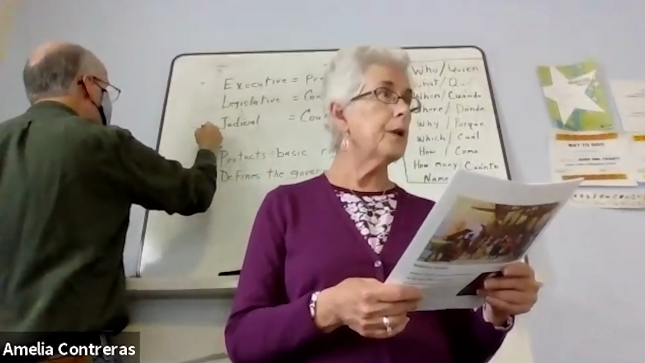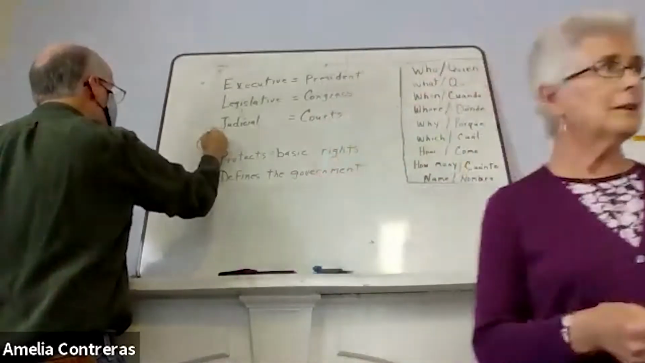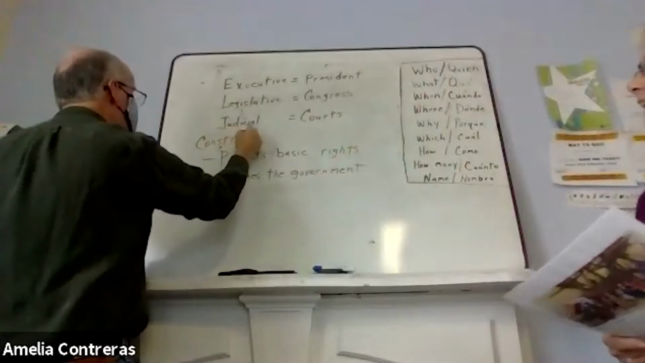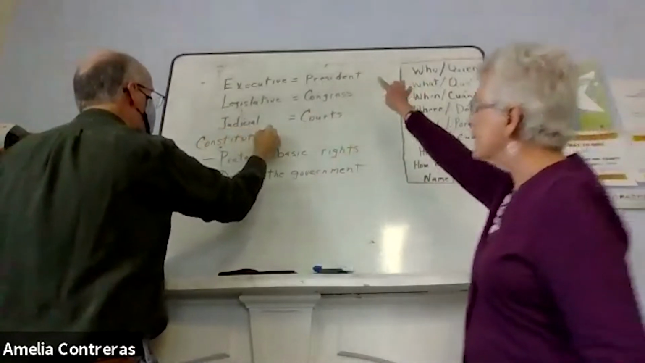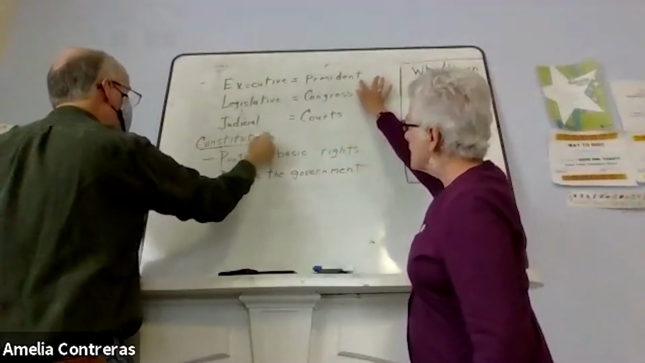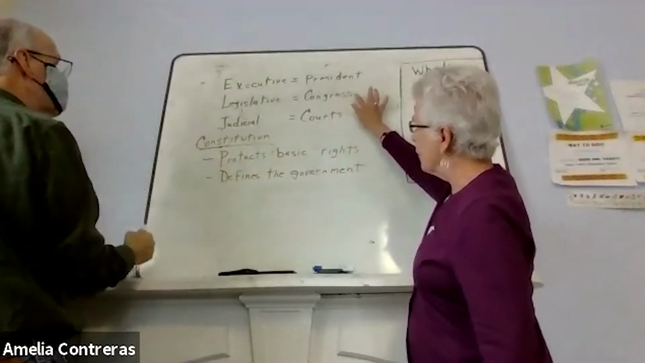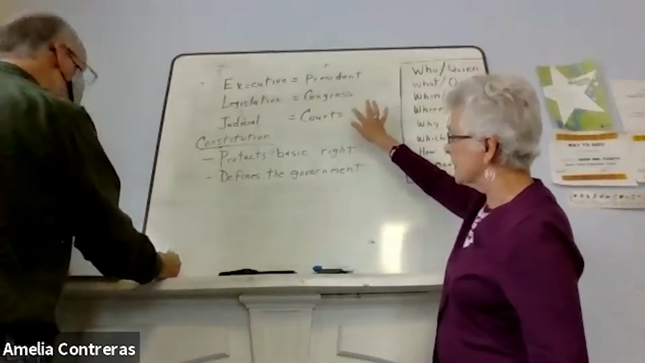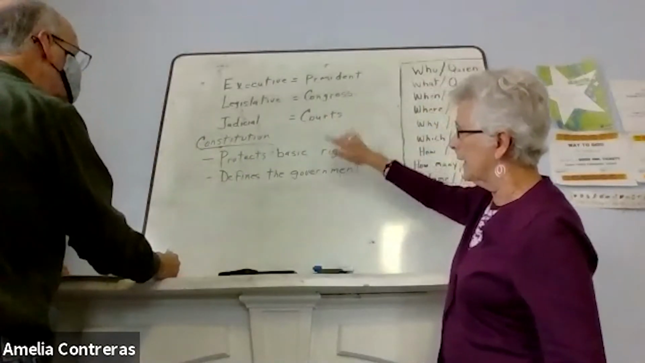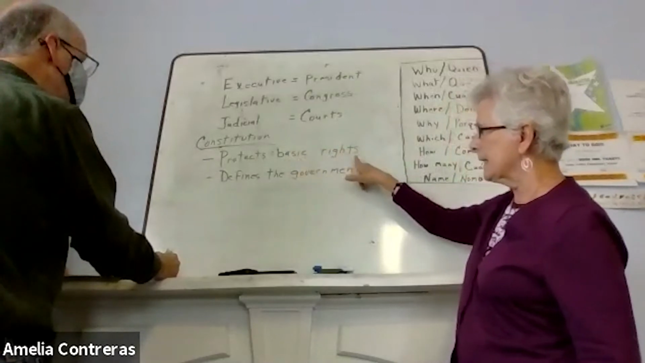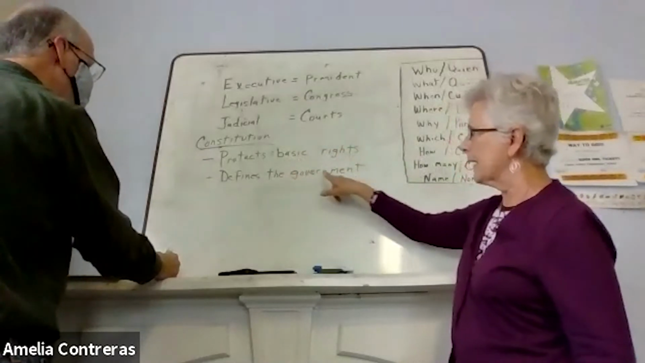Can you decide and then you can show the answers? Sure. Point to the answers up there. Okay, so going once again, the executive branch is headed by the president. The legislative branch is the Congress, and the judicial branch is the courts. And then the Constitution protects basic rights and defines the government.